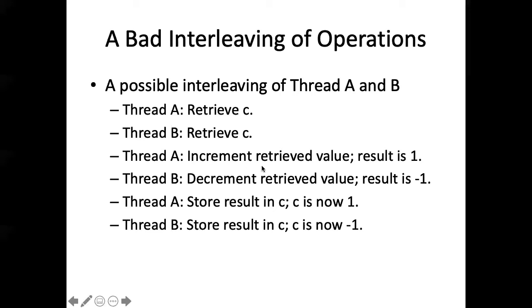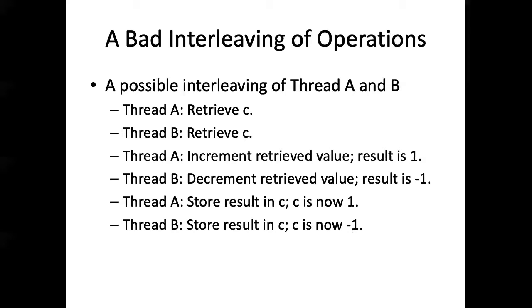Now A increments the value it got, and in its register it is 1. B now gets the CPU and it decrements its retrieved value, which was 0, so it puts -1 in its register. Now A gets the CPU and it stores its result in C, making C 1. And finally, B gets the CPU and it stores its result in C, and C is now -1, which, as you can imagine, is the wrong result.